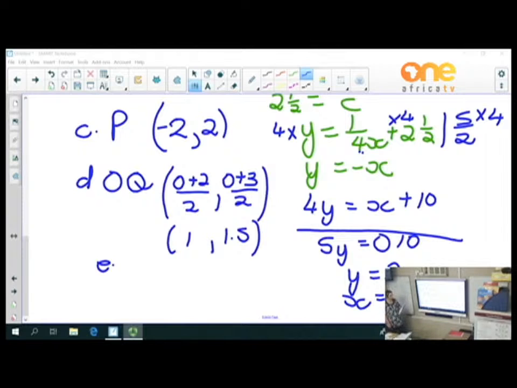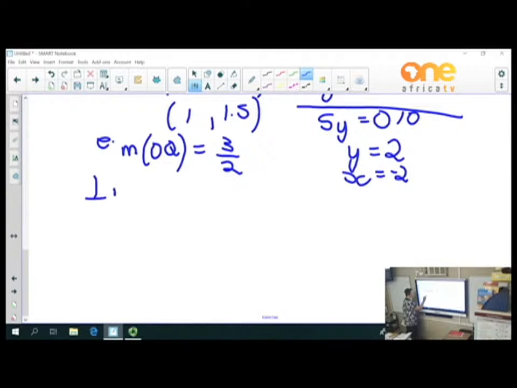Now, what is OQ's gradient? So we still need to find the gradient of OQ. And what is the gradient of OQ? 3/2, is it not? The gradient is 3/2. So the perpendicular m is now going to be negative 2/3. And because it's the perpendicular bisector, it means it passes through that point.